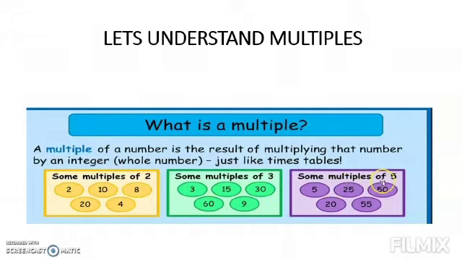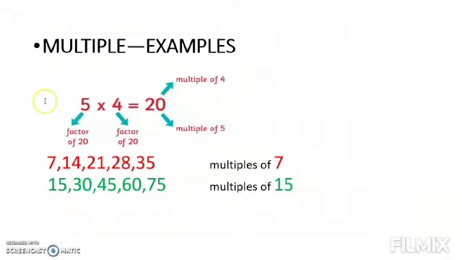Similarly, multiples of 5 means the answers that we get in the table of 5. So 5, 10, 15, 20, 25 are all multiples of the number 5. So what are multiples? They are just like the times table. Let me give you more examples. Here 5 into 4, the answer is 20. So 20 is a multiple of 4 because it comes in the table of 4. And 20 is a multiple of 5 also because it comes in the table of 5.